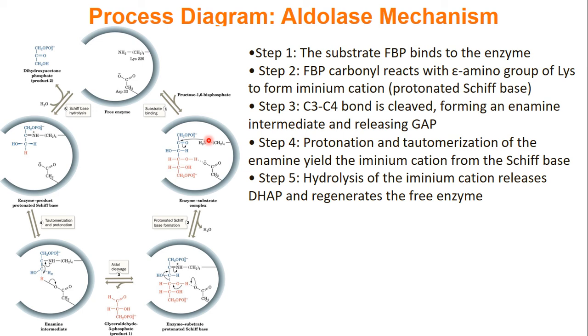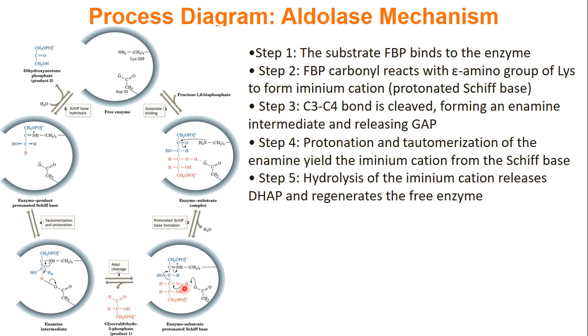So our step 2 is that our substrate, FBP, will react with the amino group of lysine to form our iminium cation and our protonated Schiff base. So here we go. During the process, we actually lose water, as we see that this carbon now forms a double bond with the nitrogen of lysine. And we also have a hydrogen bond stabilization still happening between Asp and our sugar here.